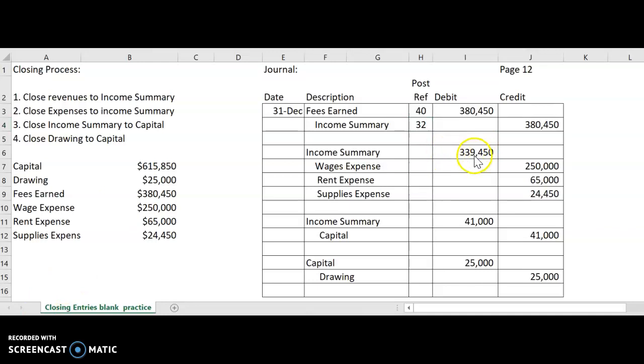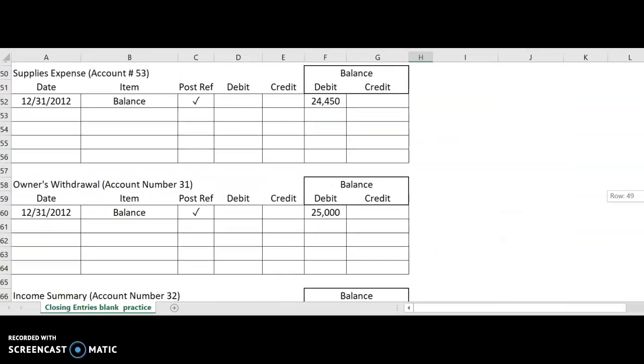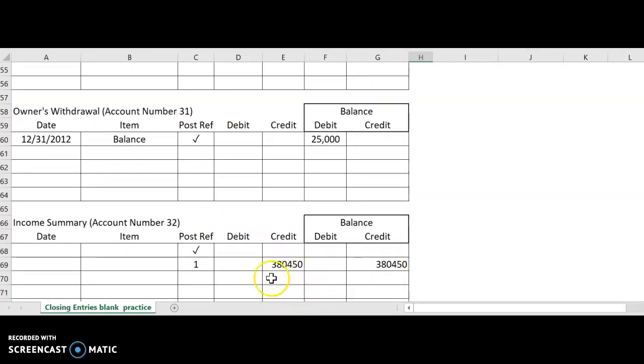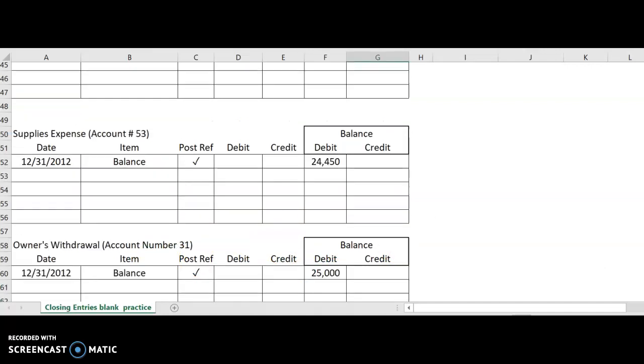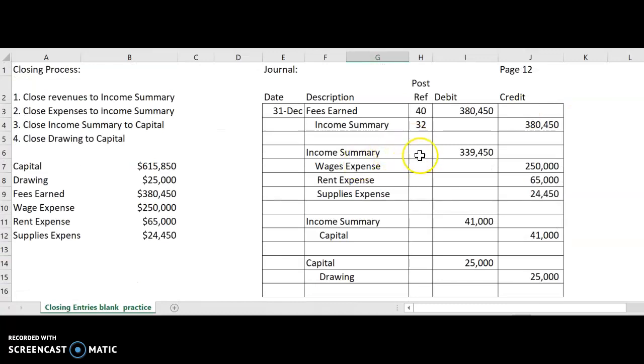Here I debited income summary for $339,450. So I will go back down to income summary, and this is journal entry number 2, and I will debit it for $339,450, and then my balance would be credit minus my debit. So now I have a credit balance of $41,000. And of course, this is account number 32. I posted it, so I go back up to my journal entry and post it into account number 32 to show that I posted it.